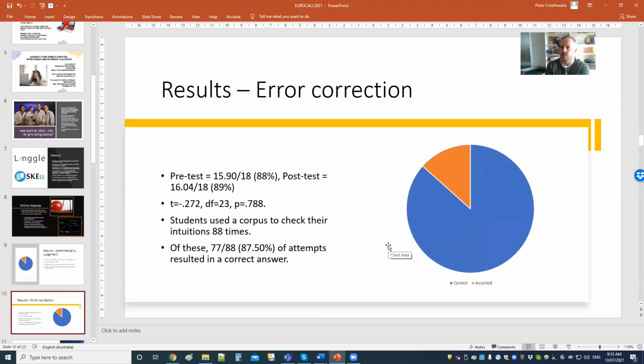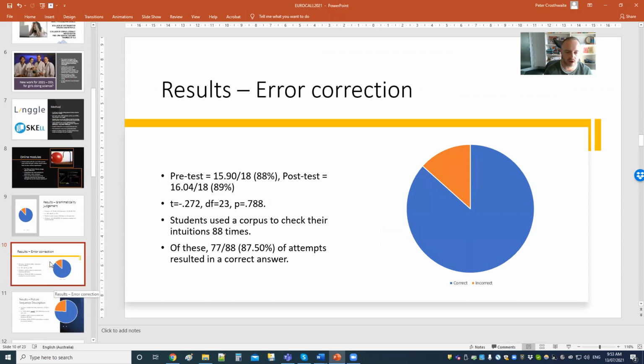Similarly, also for the second post-test, the error correction test, the students did not achieve significantly higher or lower scores between the pre and post-test, but when students were given the opportunity to use a corpus to check their intuition, they were correct at 87.5% of attempts, which is really very encouraging.